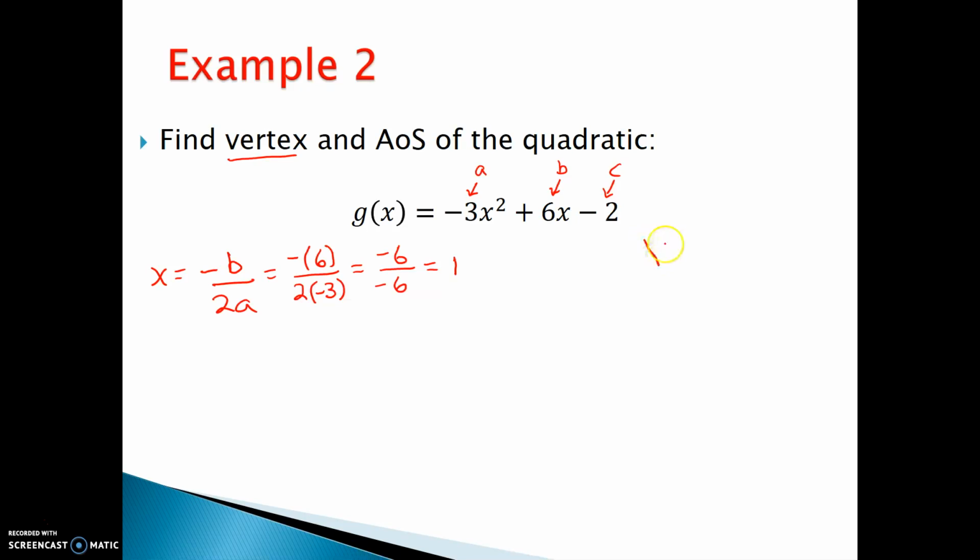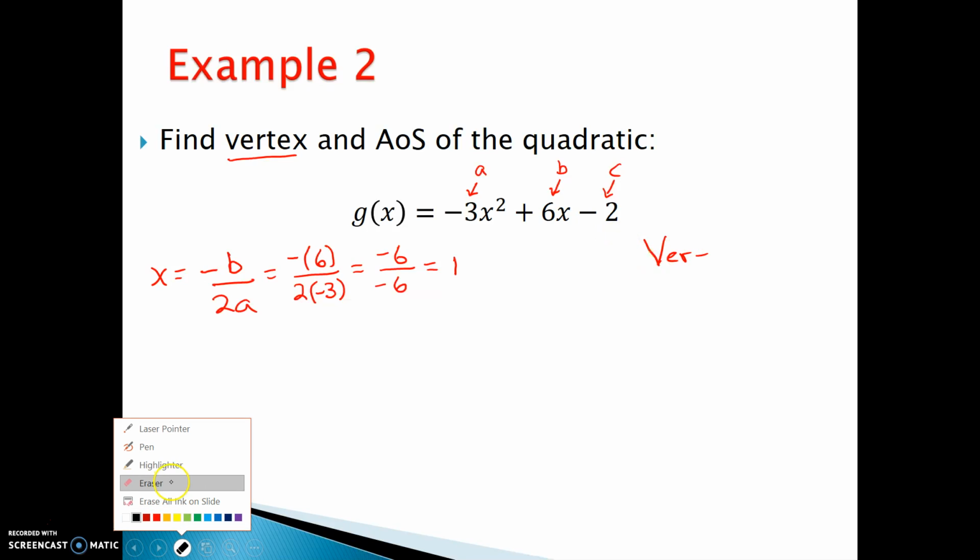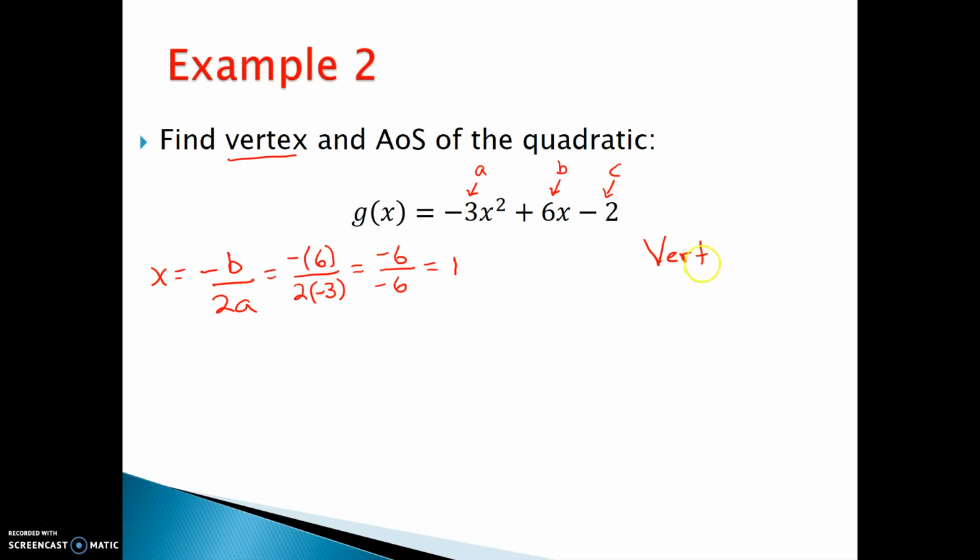So my vertex, let's scoot over here and write it out. My vertex is sitting somewhere at 1 comma something. I need to figure out what that something is. The way we do that is we plug it back into the original function. So I'm going to have negative 3 parentheses, that 1 squared plus 6 times 1 minus 2.